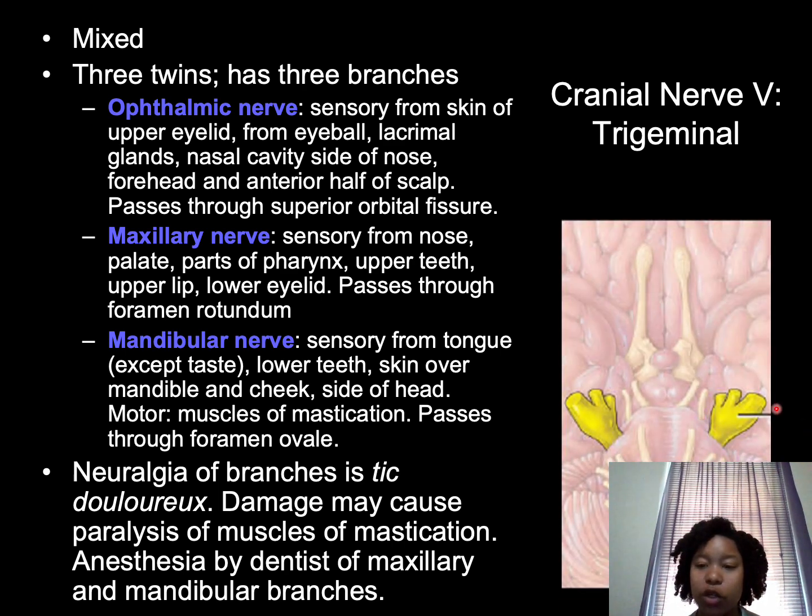And so again, this is just where cranial nerve 5 is located, the trigeminal nerve. You can see those 3 branches right there. Those are the 3 branches that you're going to talk about. So the ophthalmic, the maxillary, and the mandibular.